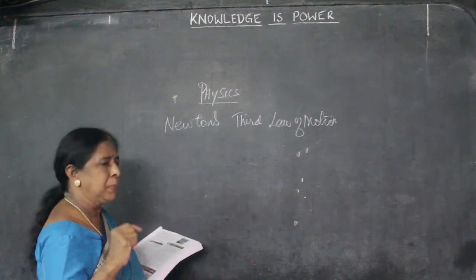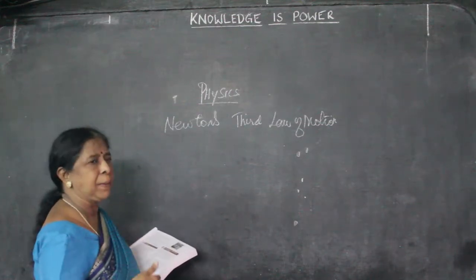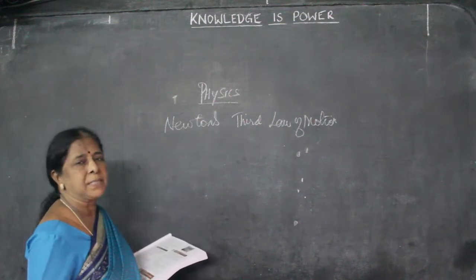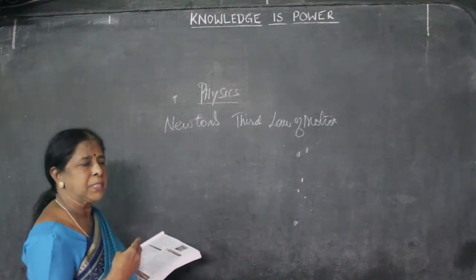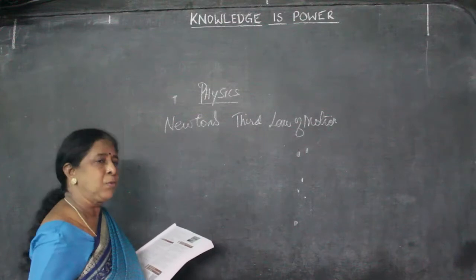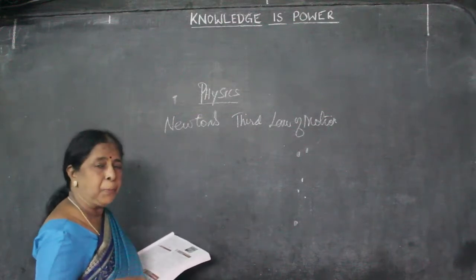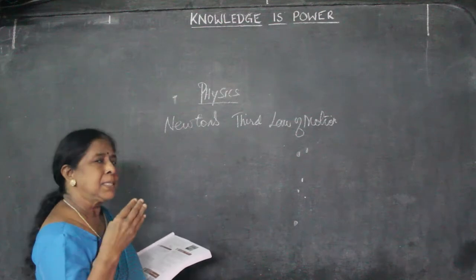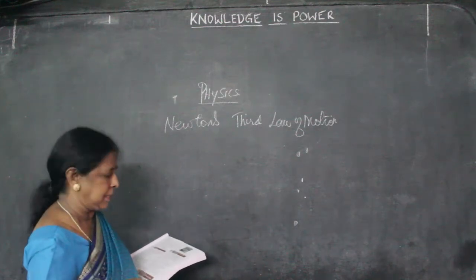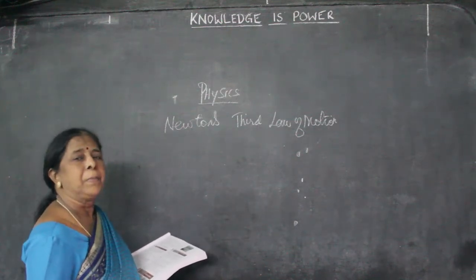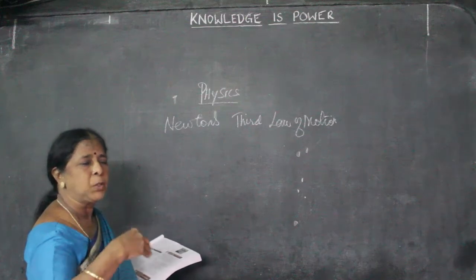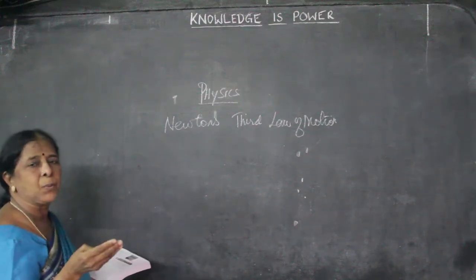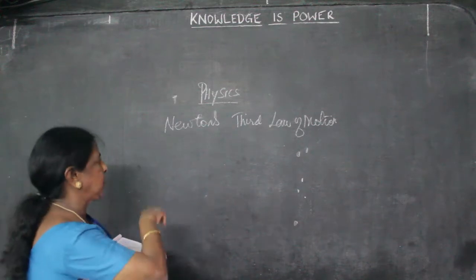For example, birds. We have seen how the birds are flying. When the birds are flying, they push the air downwards with the wing. But the air pushes them forward. So there are two actions. The bird pushes the air downwards, that is action. But in return, the air pushes the bird to move up, that is known as what? Reaction. So for every action there is an equal and opposite reaction. It is a well-known example.